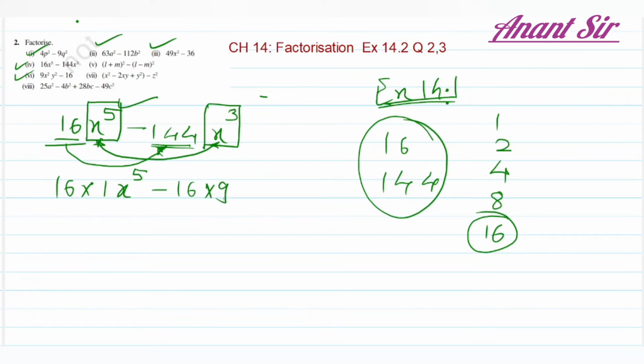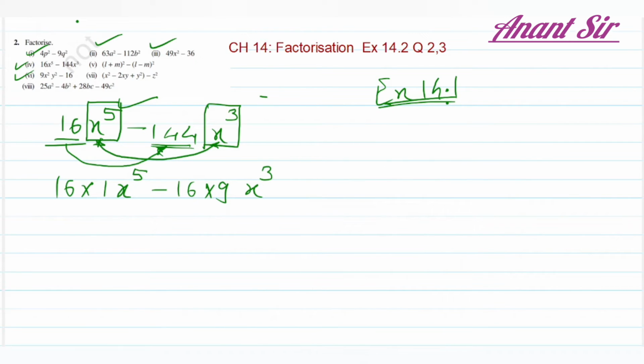16 times 9 is 144 with x raised to 3 as it is. So now I can take 16 also common from the first two terms, along with the minimum power of x. So 16 x raised to power 3 I have taken common. So now what remains? Here 1 remains. Even if you don't write 1, it's okay.